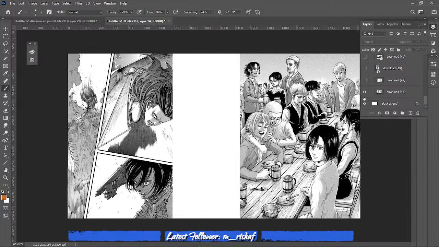Let's start with this. As you can see, Isayama has a more realistic approach, but the characters are made more based on soft lines. Erwin, on the other hand, is made with more straight lines, as you can see here.